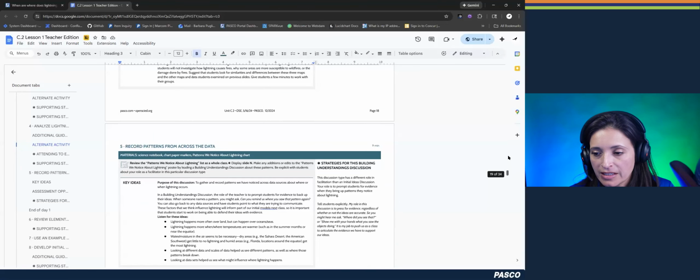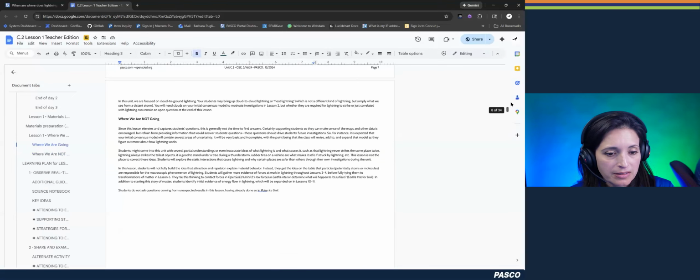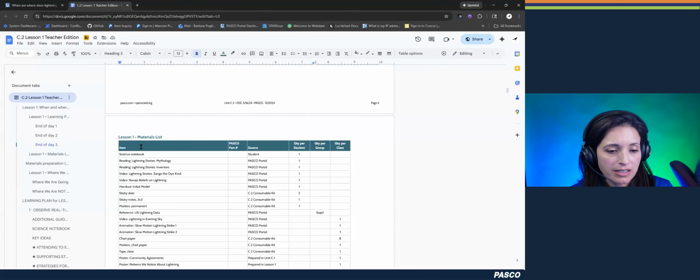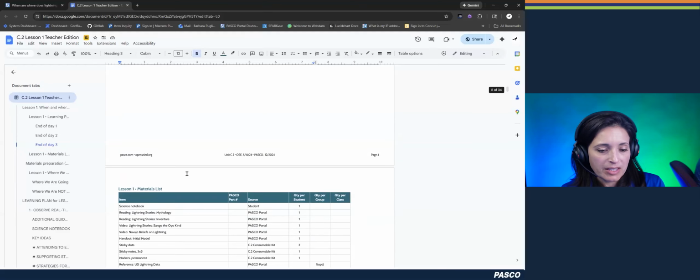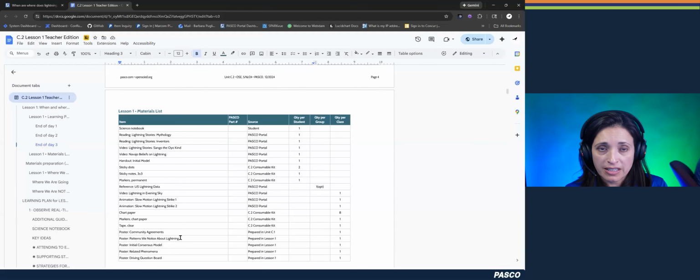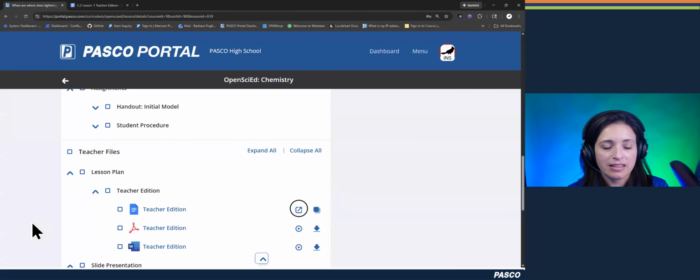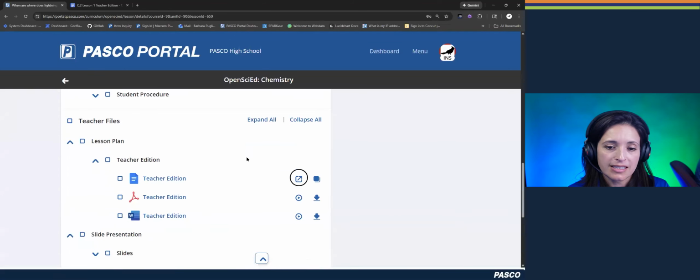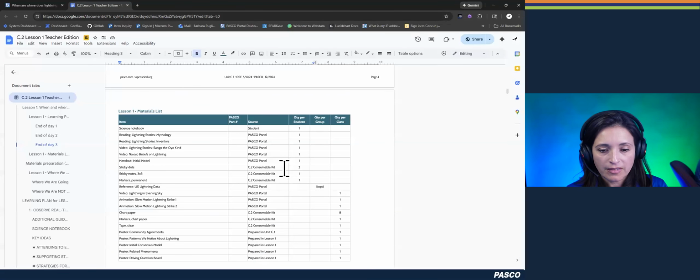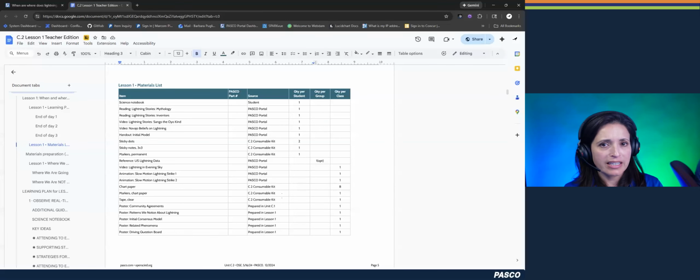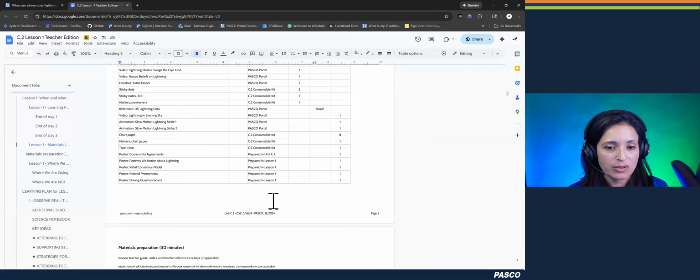I also want to point out the materials chart here at the beginning of the document. So this is all of the stuff that you need to get the lesson done and where to find it. Notice that a lot of it says PASCO Portal. So that means you just go in there in that lesson and click the titles that are organized nicely within Portal. Or it's something that's in a consumable kit. That's the PASCO kits that I'm going to talk about in a second. Or maybe there's something that you made previously. It reminds you where it came from. Okay, so that's the materials list.